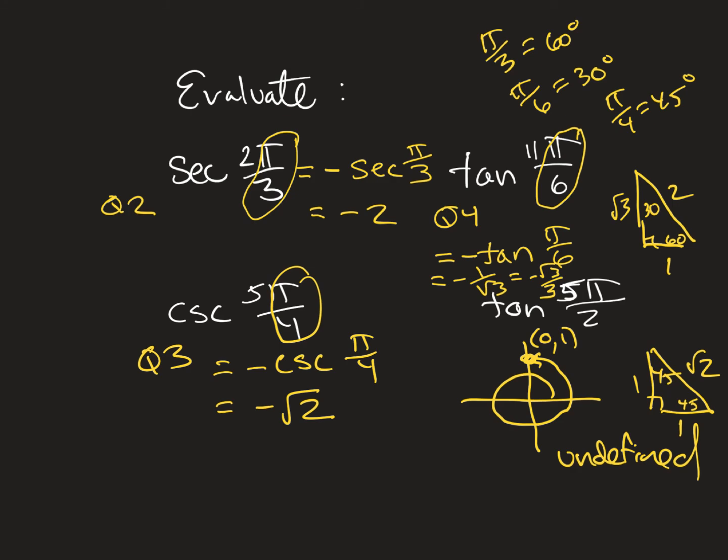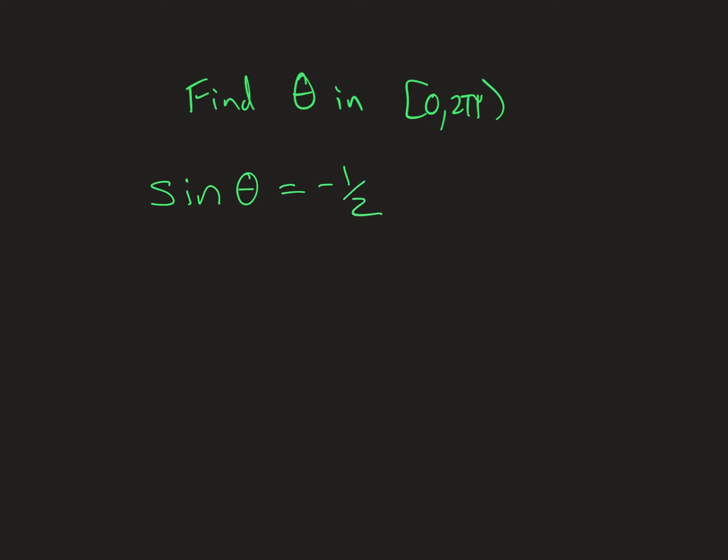If you know the ratio, how can you find the angle or angles? All right, so again, I'm going to work in radians and say the directions were find theta in 0 to 2 pi. So find all angles between 0 and 2 pi that meet the following conditions. So let's do, what if I said sine of theta equals -1/2?